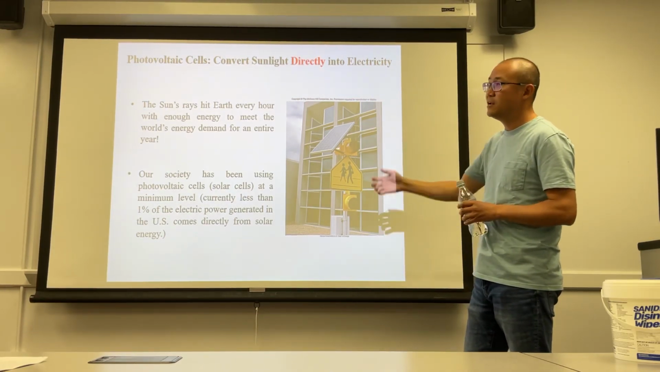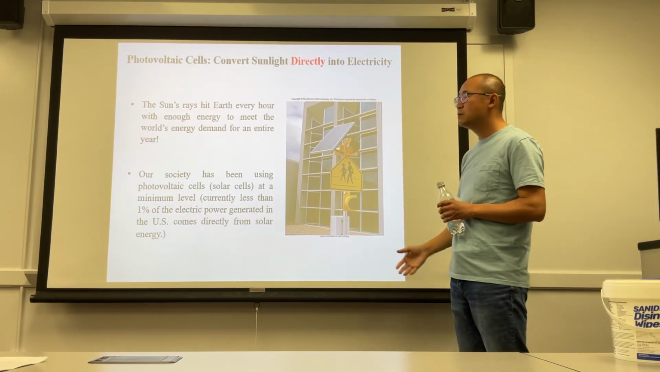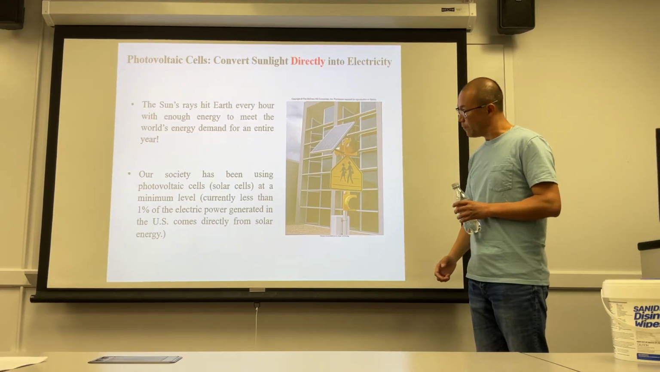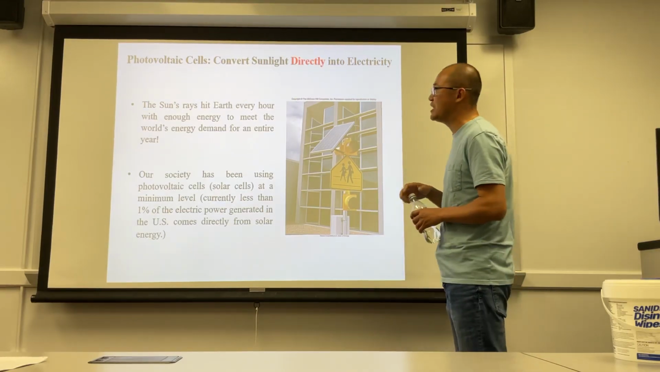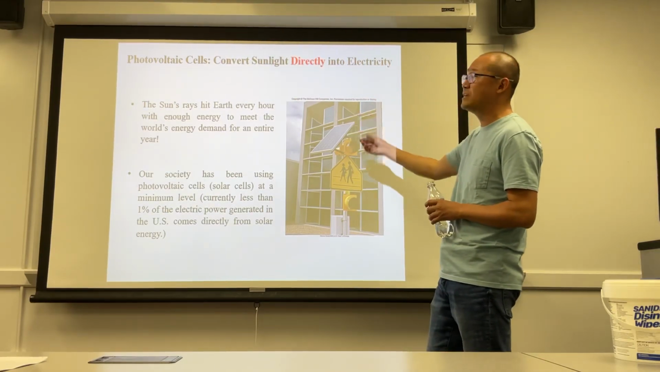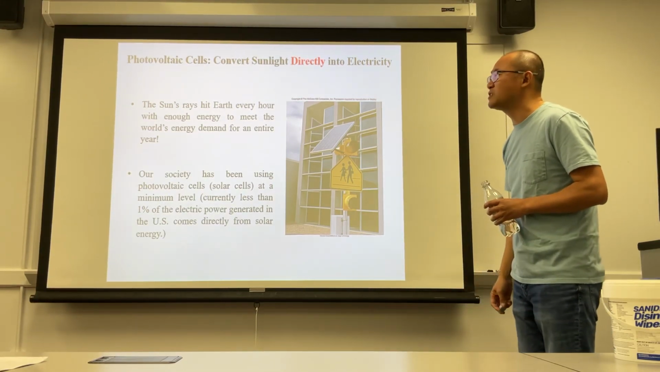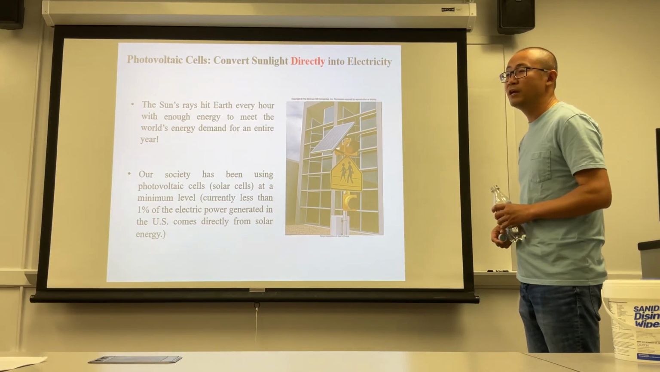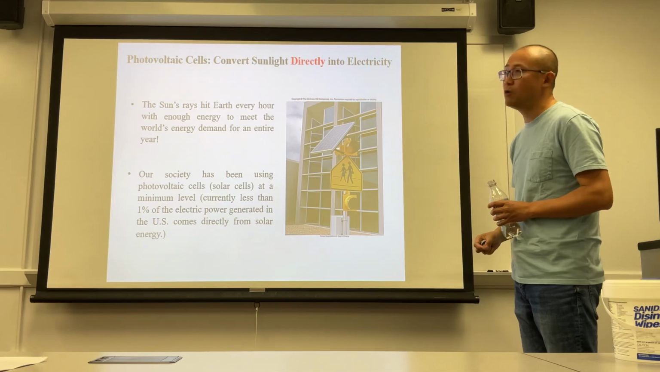That is, again, another direction. I think it's a more promising direction of using alternative energy, using photovoltaic cells. The sun hits the earth every hour with energy enough to meet the world's energy demand for an entire year. We're exposed to a lot of sunlight, but so far we're not actually using it in a good amount. We're actually using sunlight energy in a very minimal amount.